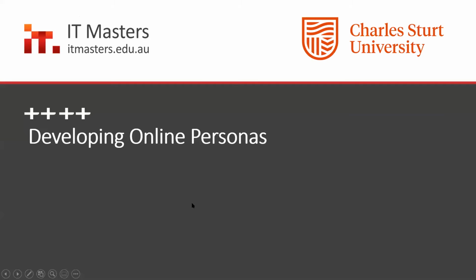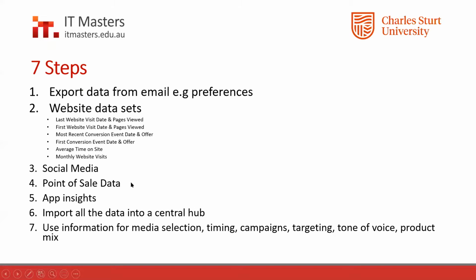So how do you develop them? Many different ways, but I'm going to show you the way that I've developed them in the past. 7 steps. It can be 5 steps, there can be 3 steps, but essentially you can export the data from email. So someone, for example, Best and Less, if you sign up and be a customer, you actually say, I'm interested in baby clothes, I'm interested in menswear, etc. And so that's obviously very factual from that at that point in time for a customer.